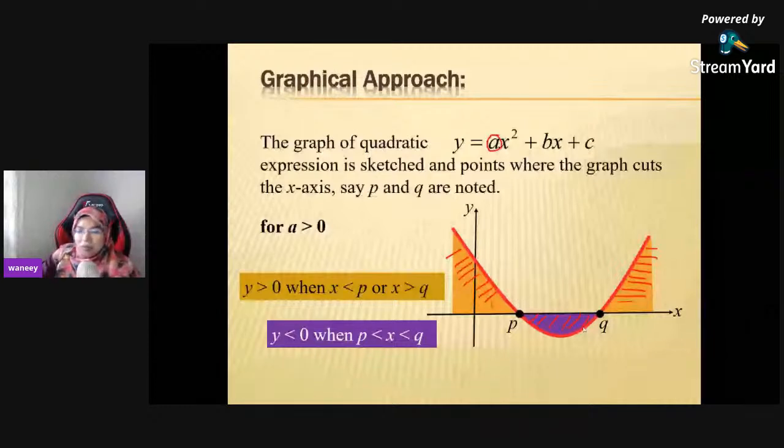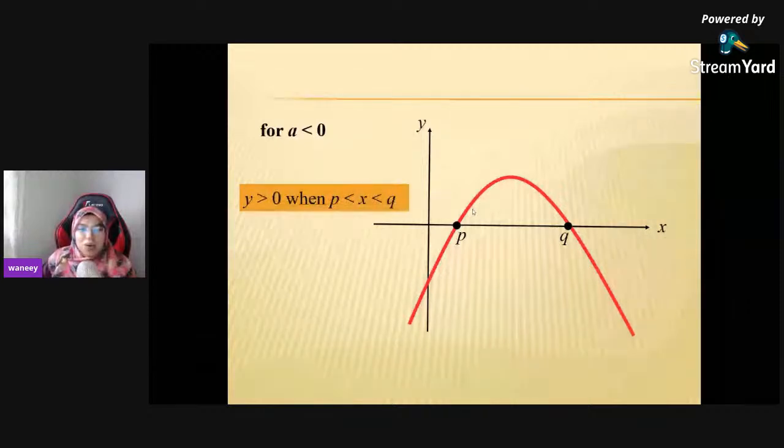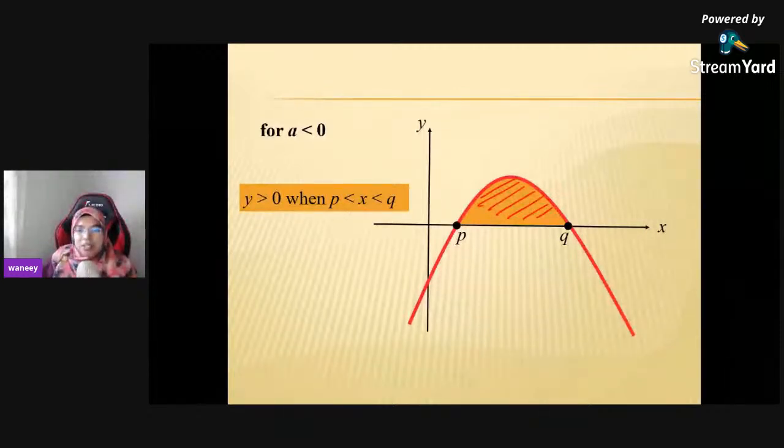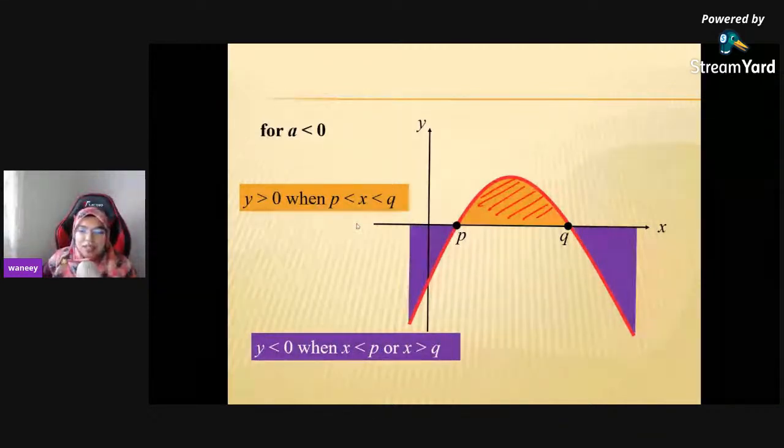Okay, so the second one, if A is less than 0, that means you're going to have a sad graph. Okay, so now y is greater than 0 whenever x is in between P and Q. So do check, this is your graph above the x-axis. So this is the region above the x-axis. So that is why we have x in between P and Q. Another one, y is less than 0 when x is less than P or x is greater than Q. So it must be below the x-axis. That is why this is the region, and then this is the region.